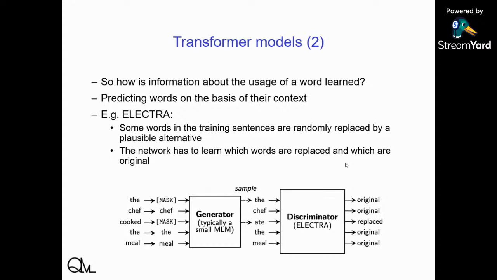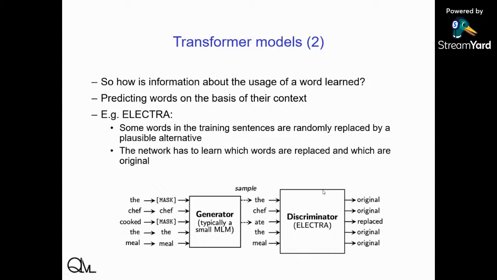So this can be done in several ways. One method which we used, which is implemented in one of the tools we used, randomly replaces words by a plausible alternative. So for example, we have a sentence, the chef cooked a meal, and then it replaces cooked by ate. And then the model has to decide which words are replaced and which words are original. So if, for example, it has to decide that ate is a replaced word and not an original word.